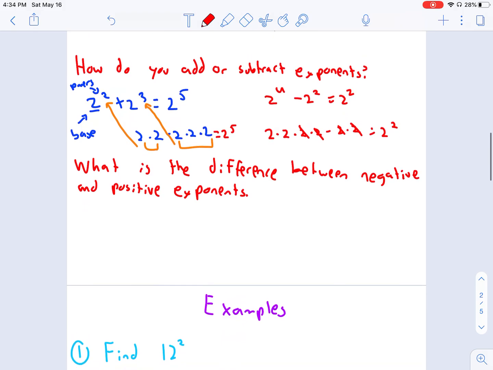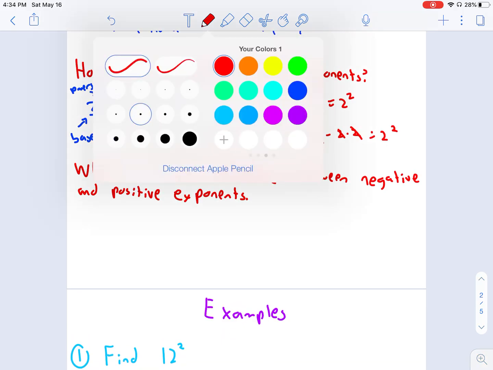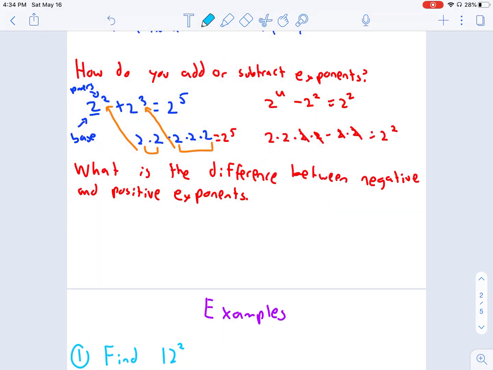So what is the difference between negative and positive exponents? Well, we'll start with the negatives. Negative 2 squared is 4. And that's because negative 2 times negative 2 is equal to 4. And the same is for the positive, because the positive 2 times 2 is equal to 4.